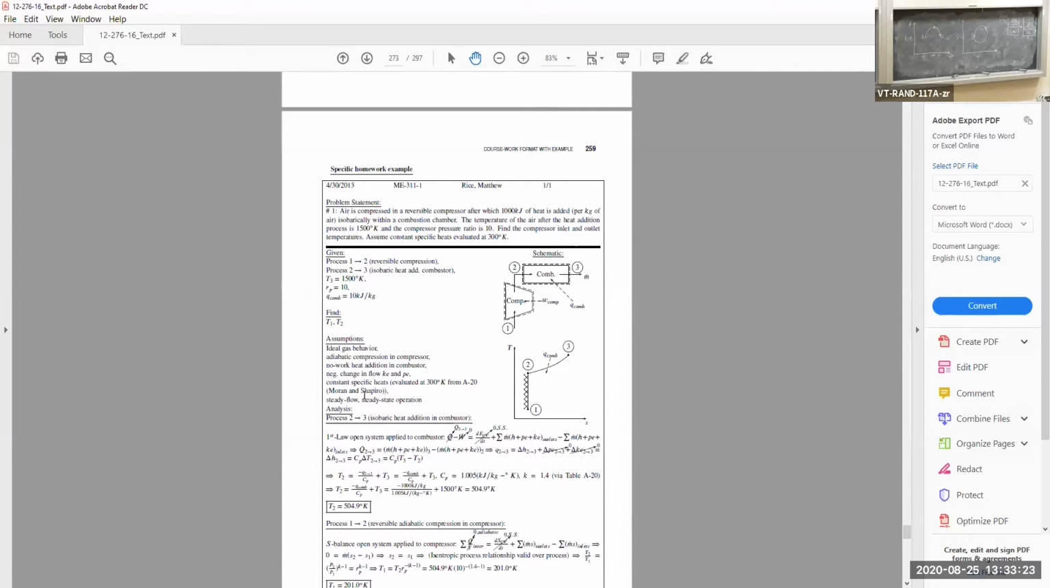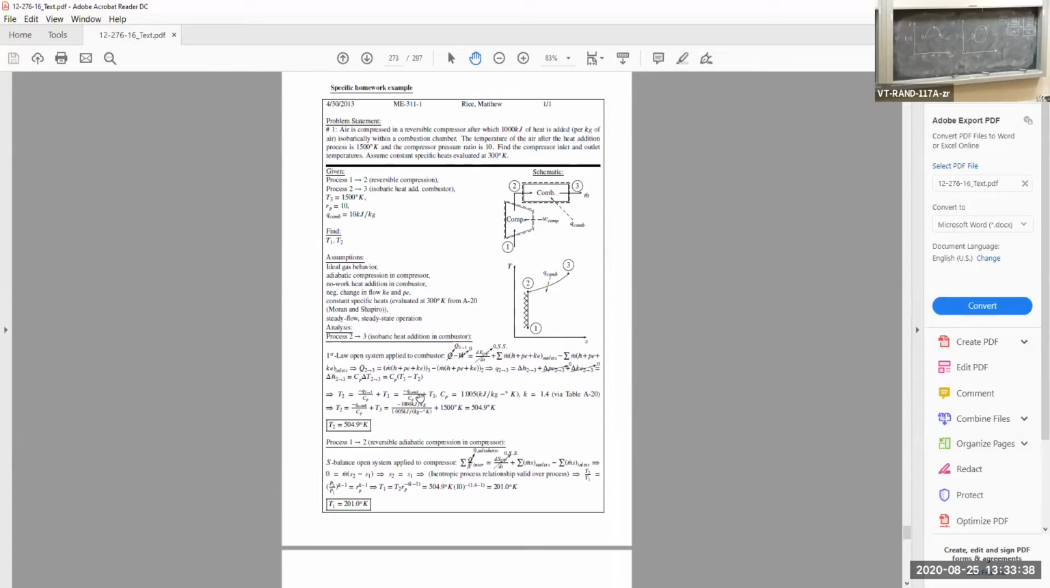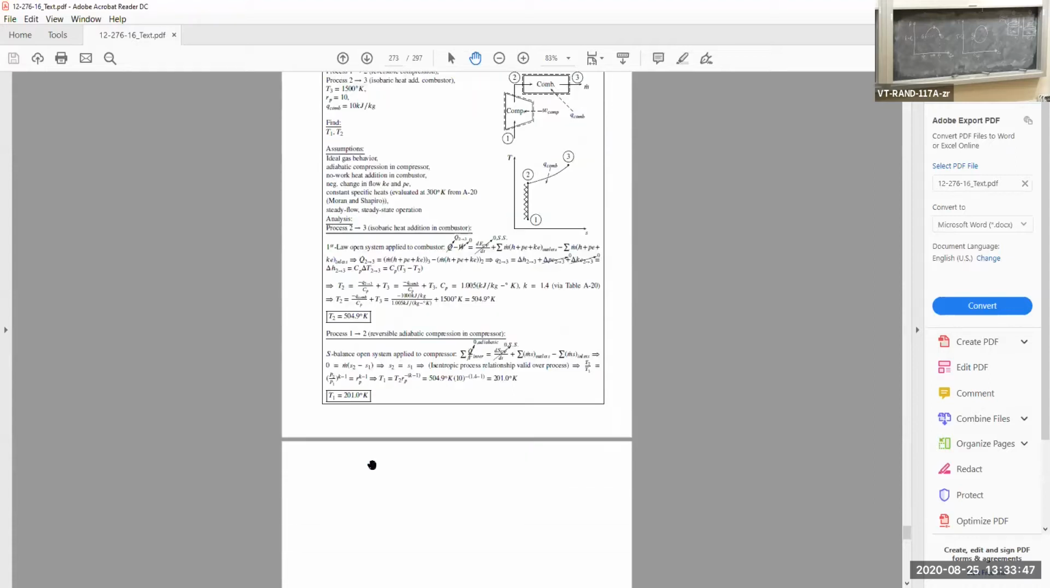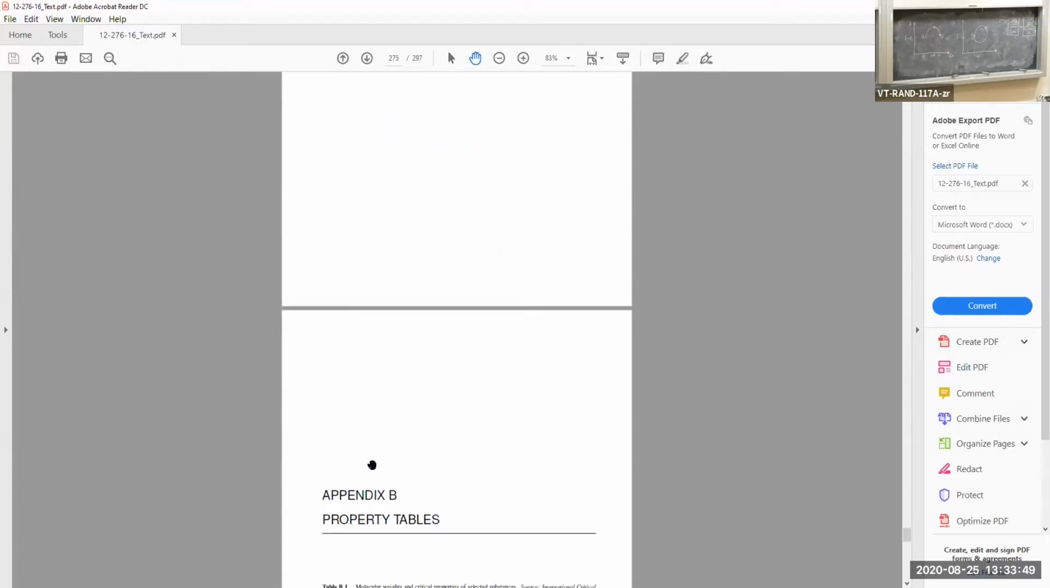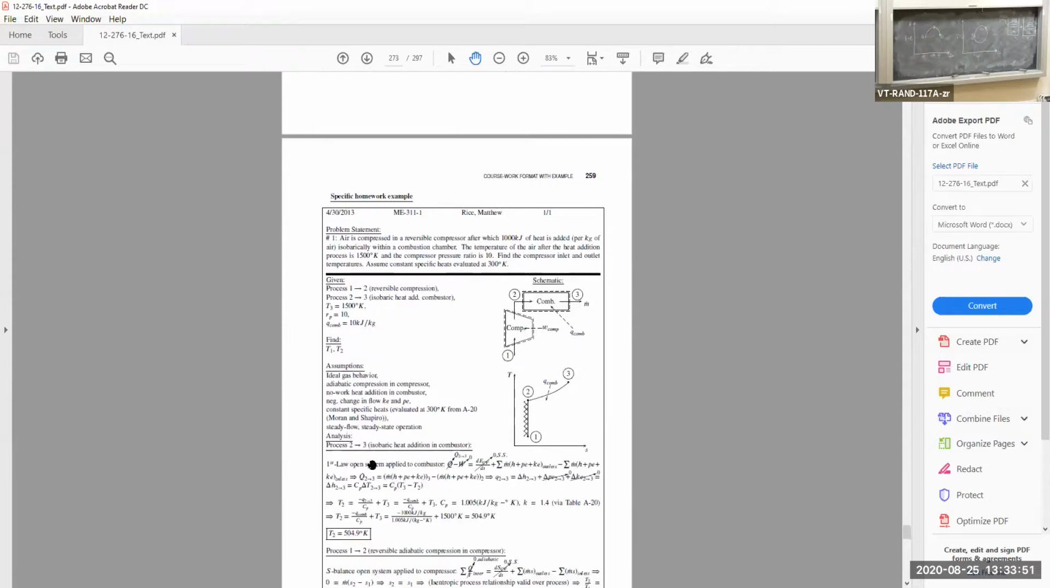So some properties are evaluated here. You see Moran and Shapiro listed, and a table A20 is listed here. Apparently we got some data out of table A20, and that's indicated in the assumptions. And then you've got the analysis, and you've got a bunch of equations. It looks like the first law, the energy balance, and you do a bunch of stuff and calculate your results, okay? So that is how I expect you to do the problems in your homework.